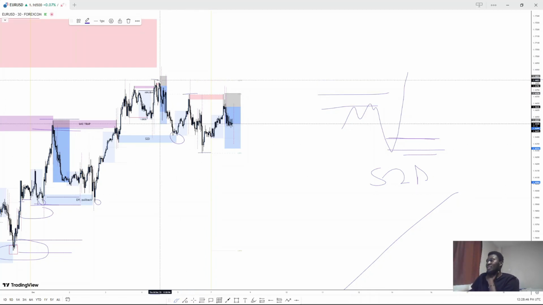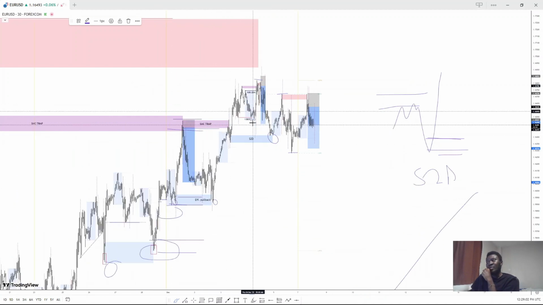Why? Because we had this internal structure that formed the high here. Now that internal structure came ahead to break this structure here. So now we've had an internal break of structure.